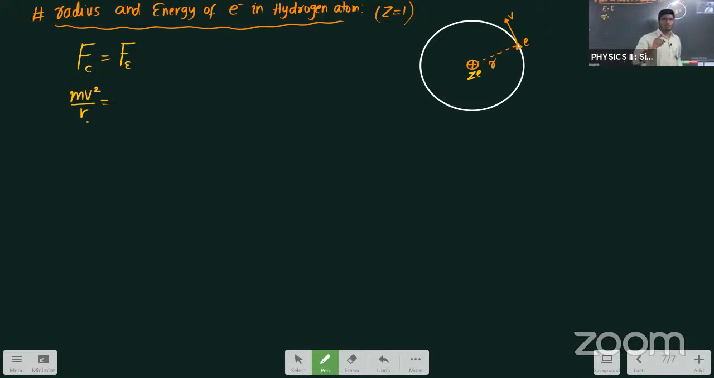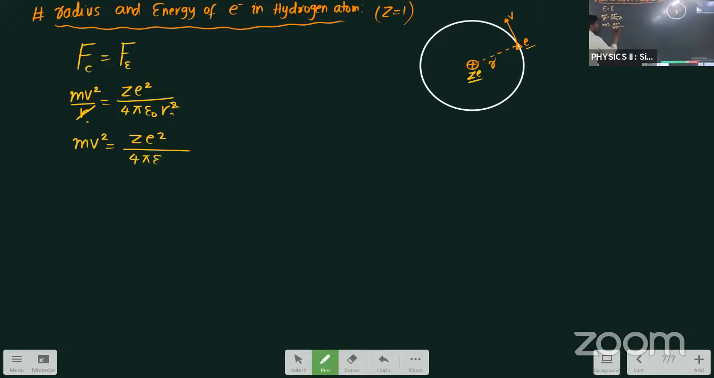We know that according to Coulomb's law, F is equals to 1 by 4 pi epsilon naught Q1 Q2 divided by r square. What is their charge Q1? It is Ze. What is their charge Q2? e. So what this will become? This will become Ze square divided by 4 pi epsilon naught into r square. So here r, here square will get cancelled. Finally, we'll be left with what? mv square is equals to Ze square divided by 4 pi epsilon naught r.